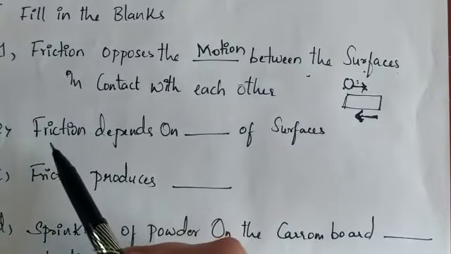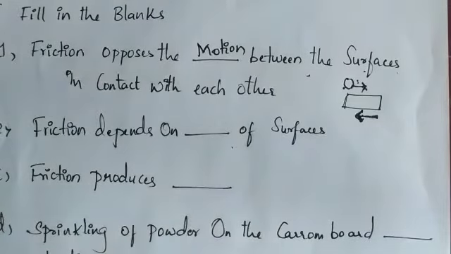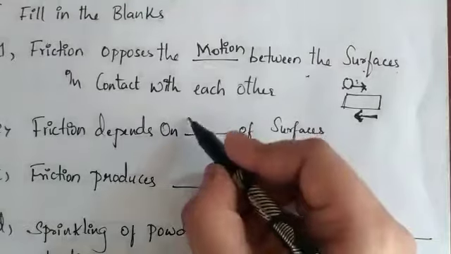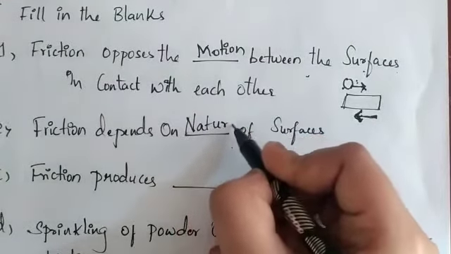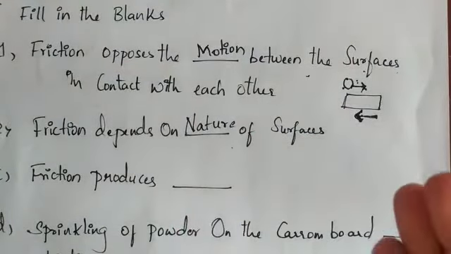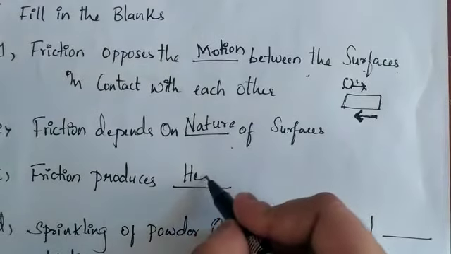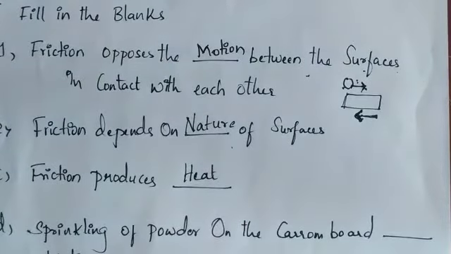Next, second question: friction depends on dash of the surfaces. Friction depends on whether the surface is smooth or rough. There will be a difference in friction depending upon the nature of the surface. Nature means whether it is a rough surface or a smooth surface. Next, third one: friction produces dash. We have discussed the disadvantages of friction. Friction produces heat. That is a disadvantage of friction.